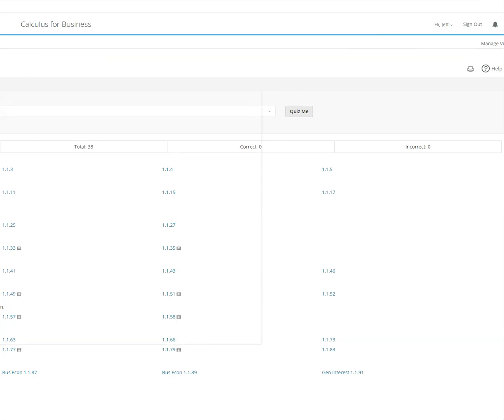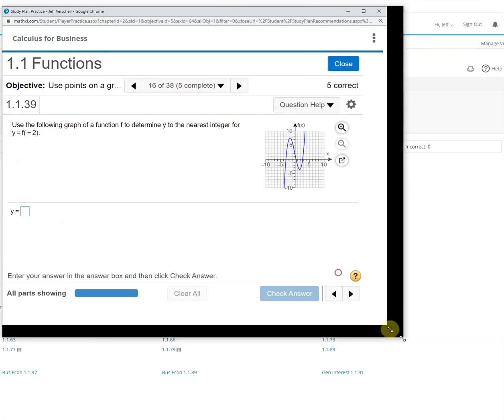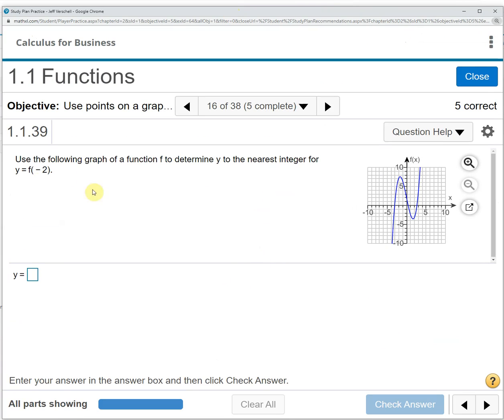Let's see. Use points on a graph to identify the input. Oh, we can take a look at this one. It's not too bad. Let's make it a little bigger. This graph is asking: find the value of f of negative 2. Now remember, this is the x value. Find the value of f, which is the same exact thing as saying y. What does y equal when x is negative 2?